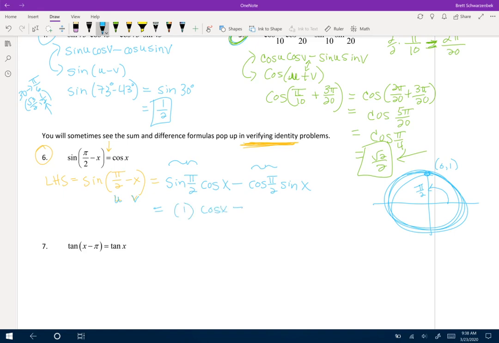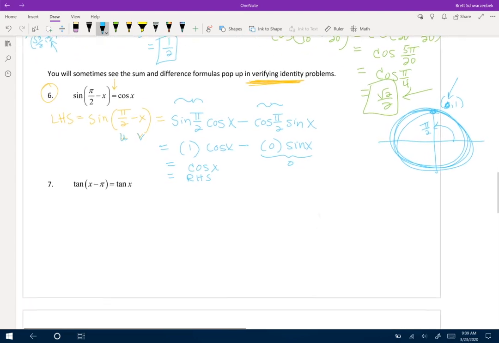It has to stay. The cosine of pi over 2 is the x-coordinate up here, which is 0, times sine x. And if you do the math, this is just 0. And 1 times cosine x is cosine x. And look what we have. We have the right-hand side of the problem. So we essentially end up with a proof using the formula in terms of the sum or difference of a sine or cosine. The same thing can be done at the bottom here.